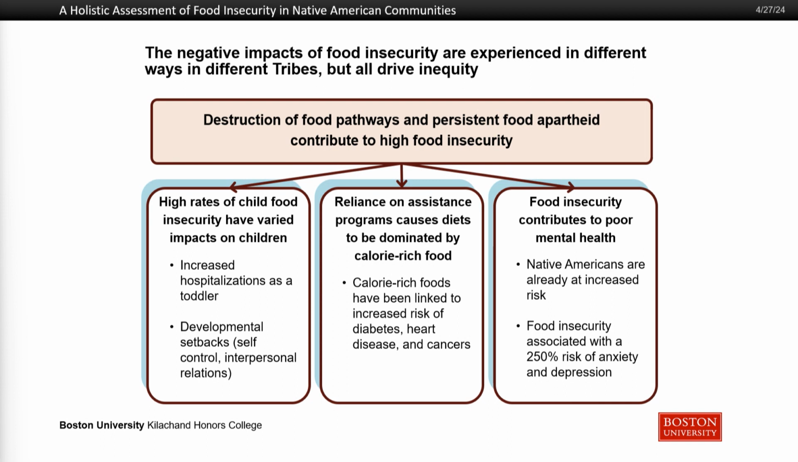Food insecurity also contributes to poor mental health, as I briefly mentioned earlier. Native Americans are already at an increased risk for certain mental health disorders due to the generational trauma they've experienced through the genocide that their people experienced in the past. And food insecurity is associated with a 250% increased risk of anxiety and depression.